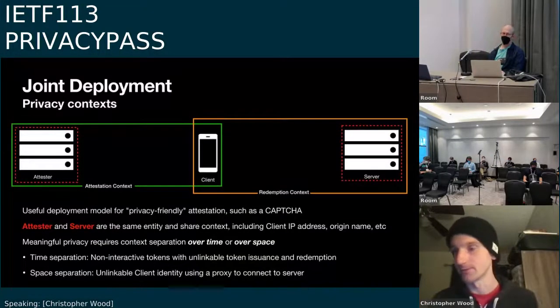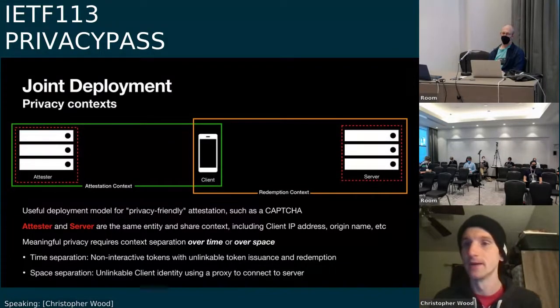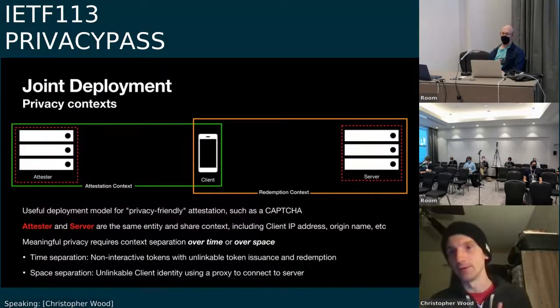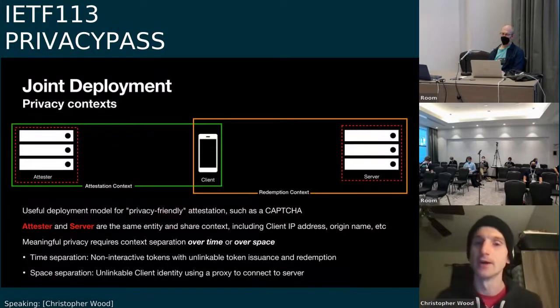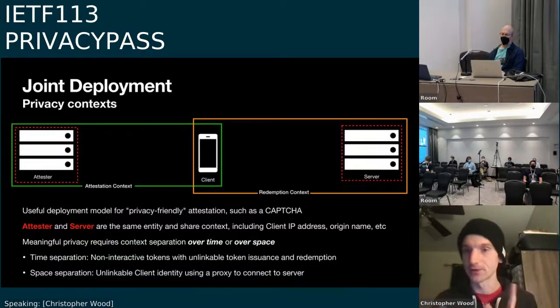So if you're looking at the time separation aspect of this, this is where unlinkable tokens, the basis of the Privacy Pass protocol, come into play. We use unlinkable tokens that are issued through blind signature protocols or OPRF protocols or whatever, such that the attester and server can't link a particular issuance flow to a particular redemption flow. Ergo, they're separated in time.